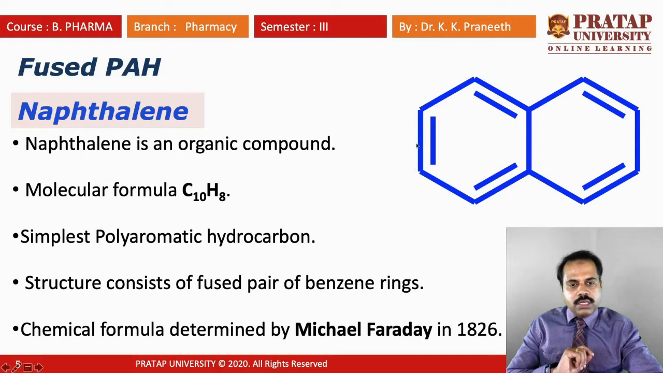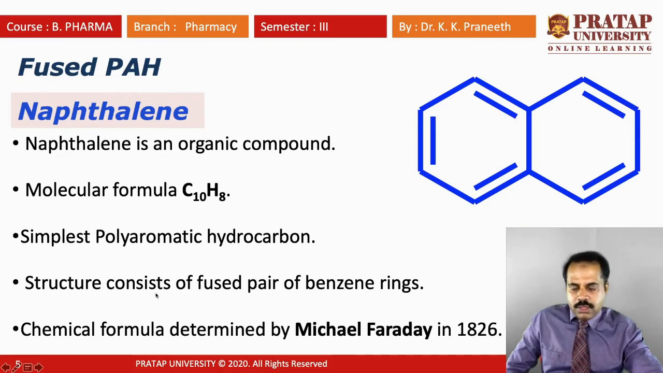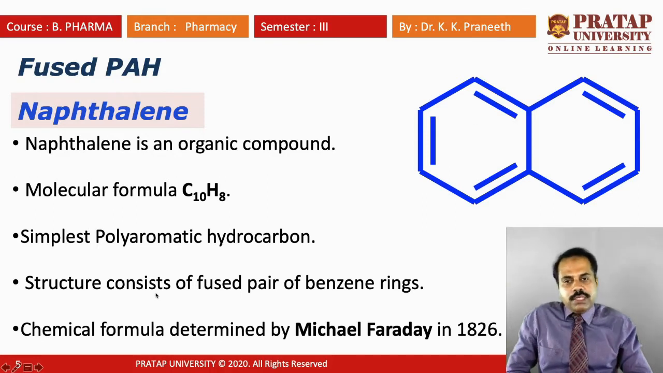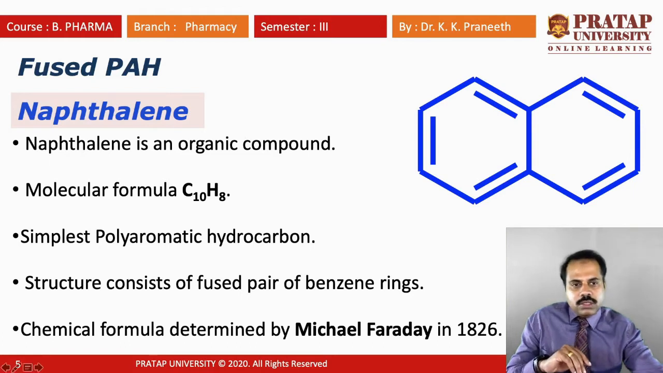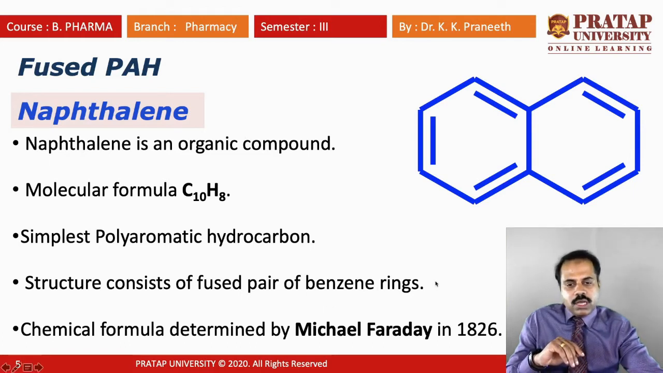If you calculate here, you get 10 carbon atoms in the two rings. If you count, you'll get 10 aromatic carbon atoms, and there are 8 hydrogen atoms also: 1, 2, 3, 4 in this ring, and then 1, 2, 3, 4 in this ring. So the total is 8. The structure consists of a fused pair of benzene rings. That is a very important point, so that it is called a PAH, polyaromatic hydrocarbon.